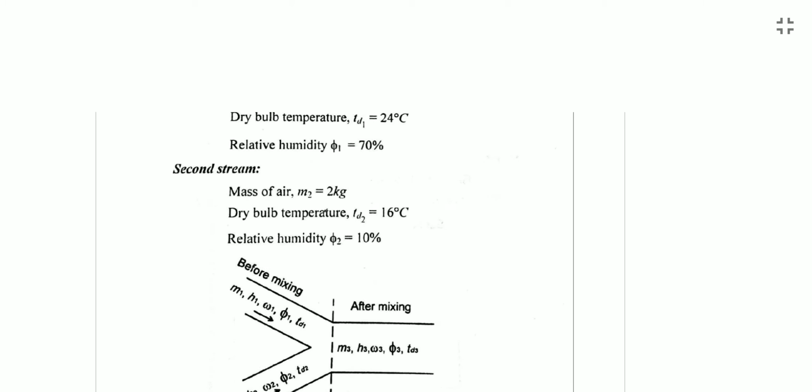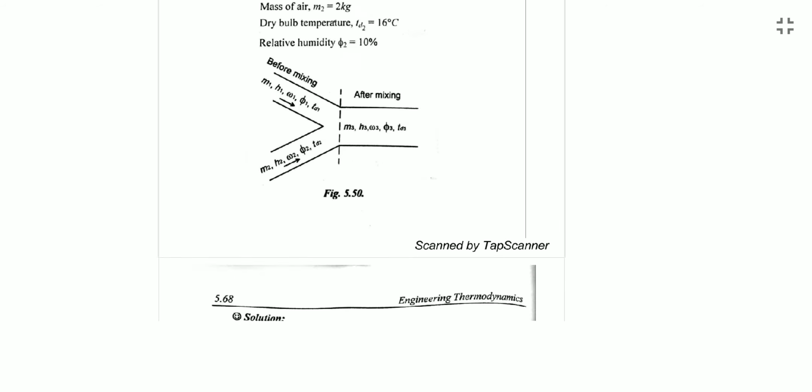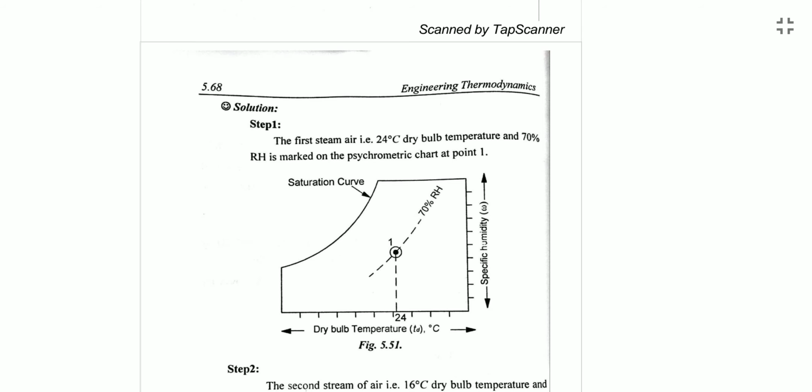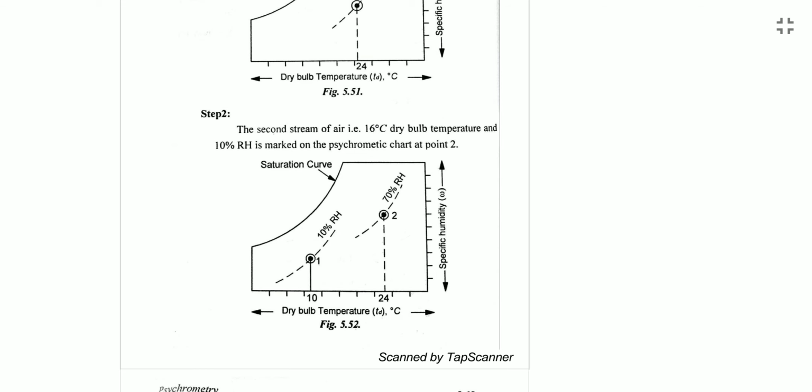For the first condition, dry bulb temperature and specific humidity, two points. So we can find the other parameters from the chart itself. So dry bulb temperature 24, relative humidity 70%. This is the first point. Now from the first point we can find W1, then H1, specific humidity and everything we can find from the chart itself.